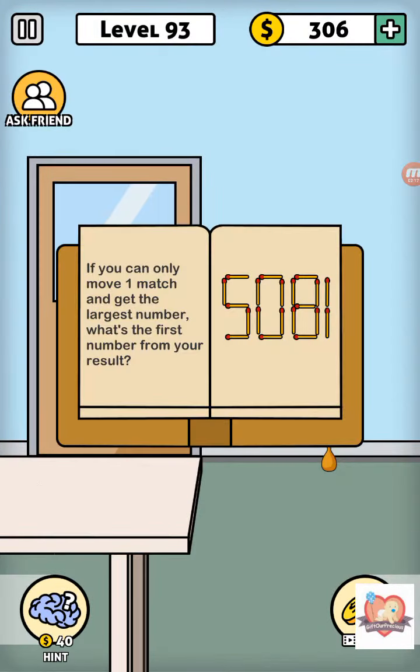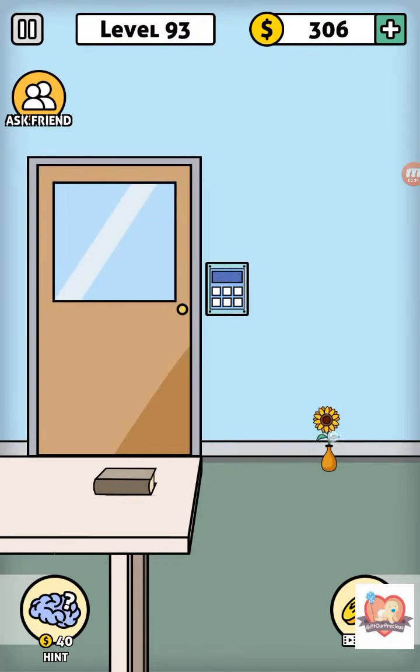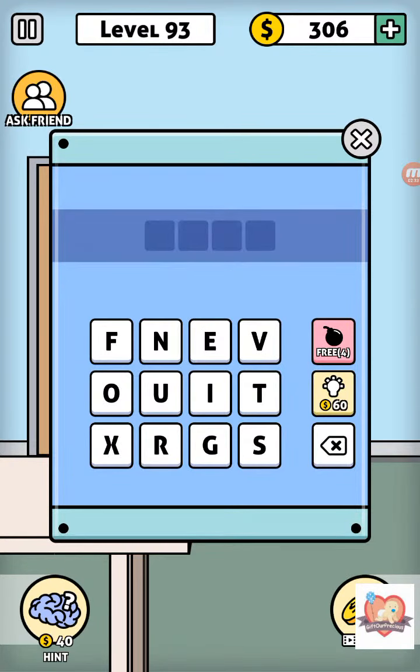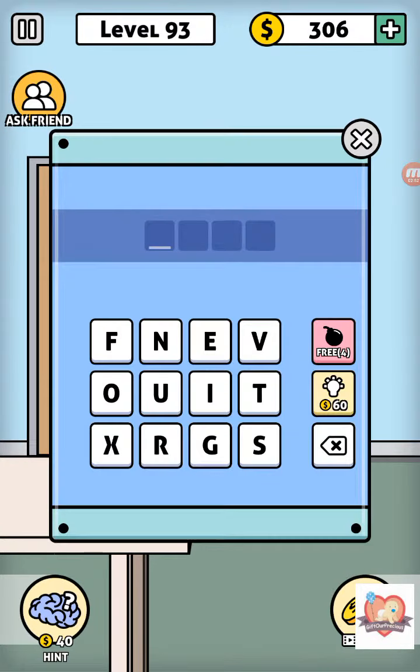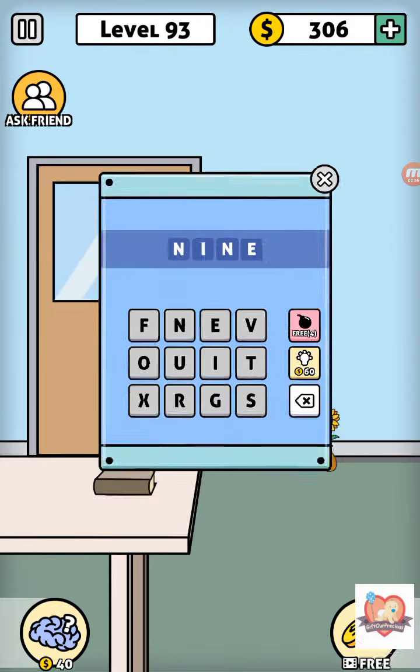What's this? If you can only move one match and get the largest number, what's the first number from your result? Move one match. Which match? Okay, let's see. 1, 2, 3, 4. Four. What's the first number? Move one match and get the largest number. Nine. N-I-N-E.